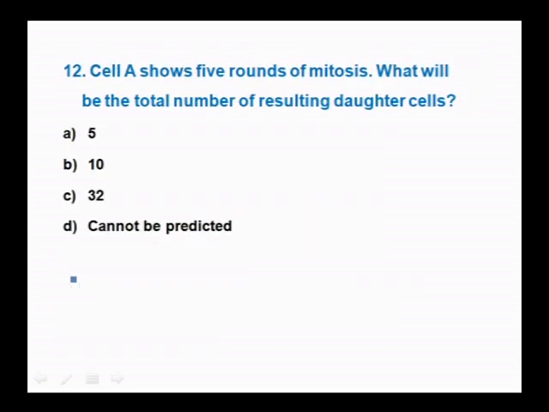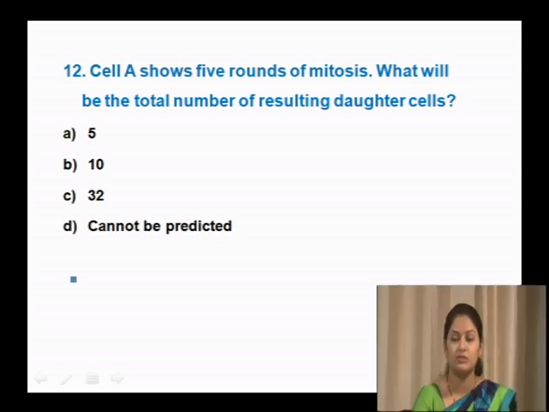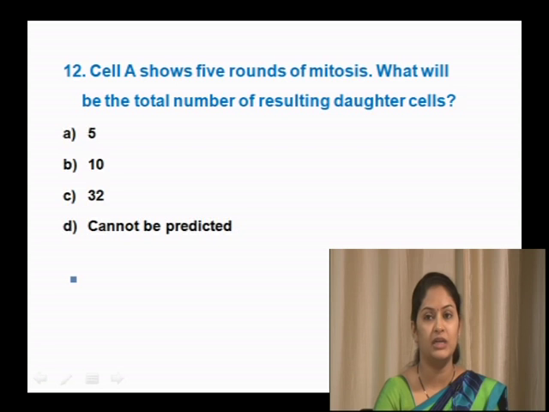Next one, cell A shows 5 rounds of mitosis. What will be the total number of resulting daughter cells? So the question reads like this: mitosis has occurred in cell A in 5 rounds, that is 5 times the mitosis has occurred, and now you have to predict the total number of cells that has accumulated at the end of 5 rounds of mitosis. So let us identify the options here. A option says it as 5, B 10, C 32, D cannot be predicted.